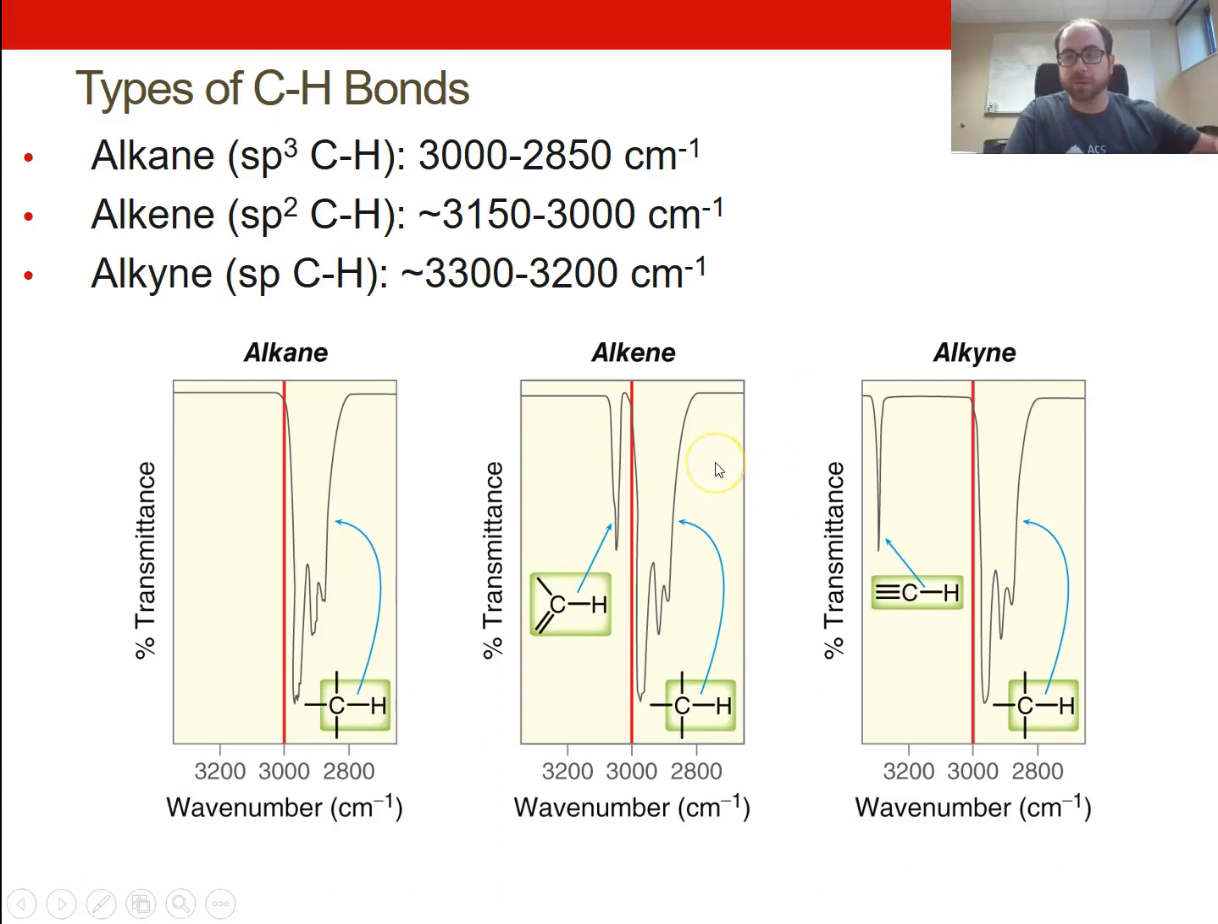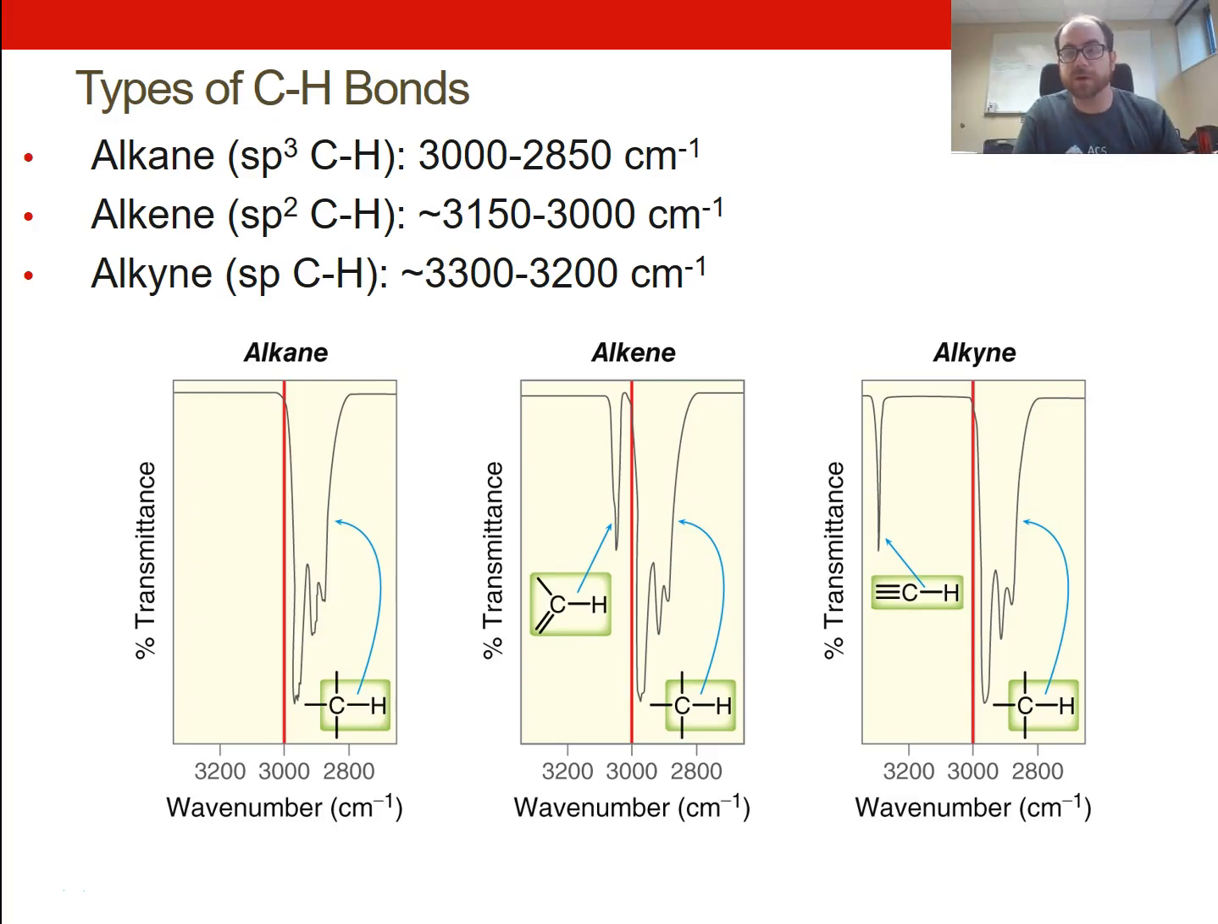So here's just a quick overview of the alkane, the alkene, and the alkyne. Notice that as we go from sp3 to sp2 to sp, the peaks become larger in terms of their wave numbers, so they shift further to the left. This is important for us to be able to identify because many organic molecules are going to have at least one carbon-hydrogen stretch in them. So this is something that will be pretty much in every single molecule that we analyze via IR spectroscopy.